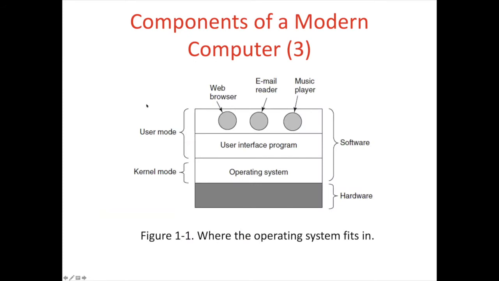If you consider a computer system, at the bottom we have hardware, and on top of it we have the operating system in the kernel mode, and then the user interface program, which is an interface between the user programs and the operating system, while the operating system is an interface between the user interface part and the hardware. In the user mode, we may have web browser, email reader, music player, word processors, etc.